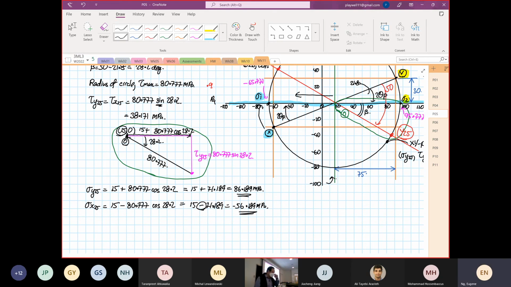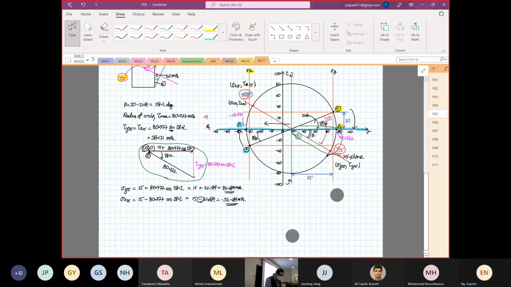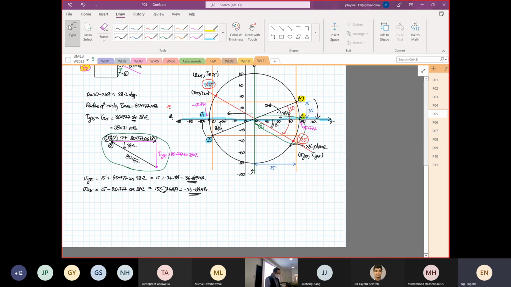So now we are going to take this information and bring it back to the element. It's not difficult. Now we are going to construct the element again. So this is our original.